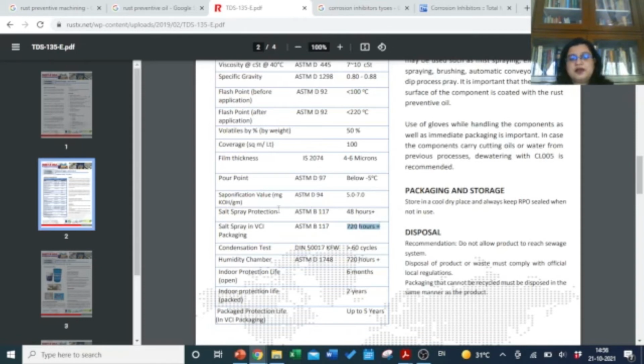It means that even if the condition is severe, if you have a higher quantity, the rust preventive oil will be able to prevent corrosion or will remain on the surface for that long time. So, that is why it is necessary to see what actually is going to happen.